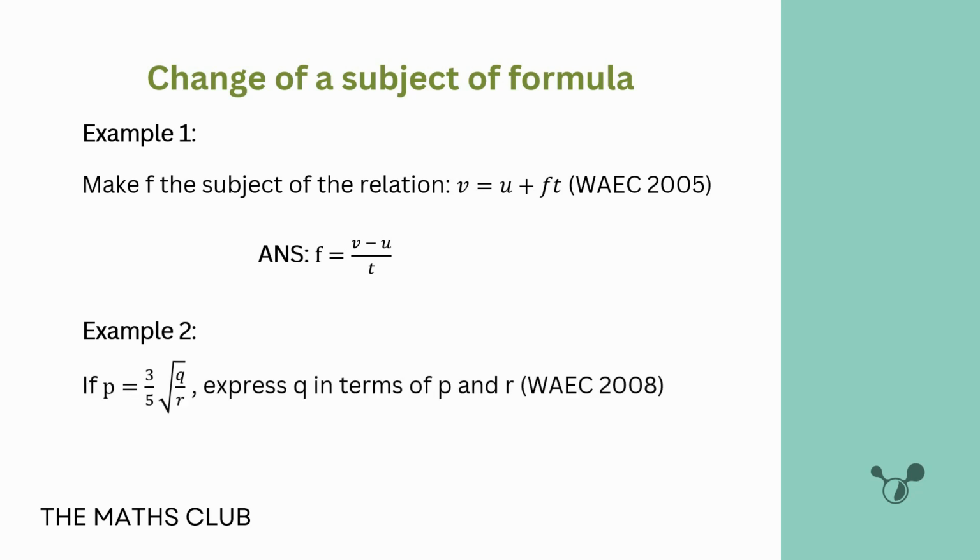Next example says that if p is equal to 3 over 5 square root of q over r, express q in terms of p and r. This is from 2008. I want you to pause the video and try this out yourself. Welcome back. Let's solve it together.